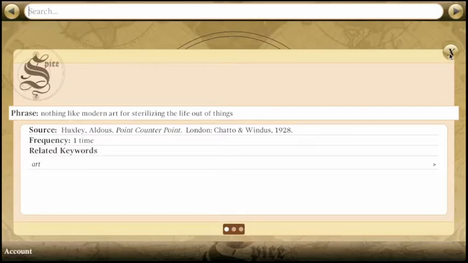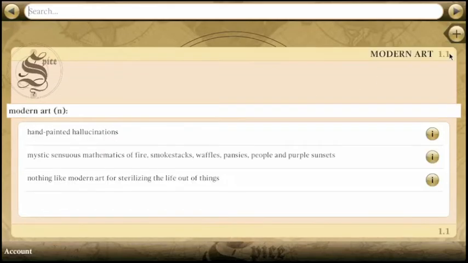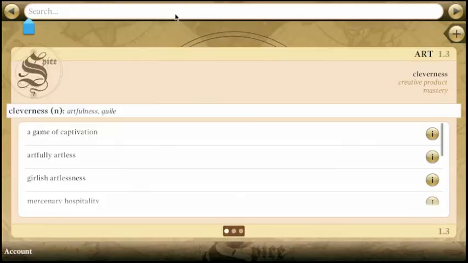Not all of our phrases are this pointed. You may want to quote him directly in your paper. So here you're given two concepts, hallucination and sterilization. To view other concepts, let's look up art and review the phrases under its meaning, creative product.